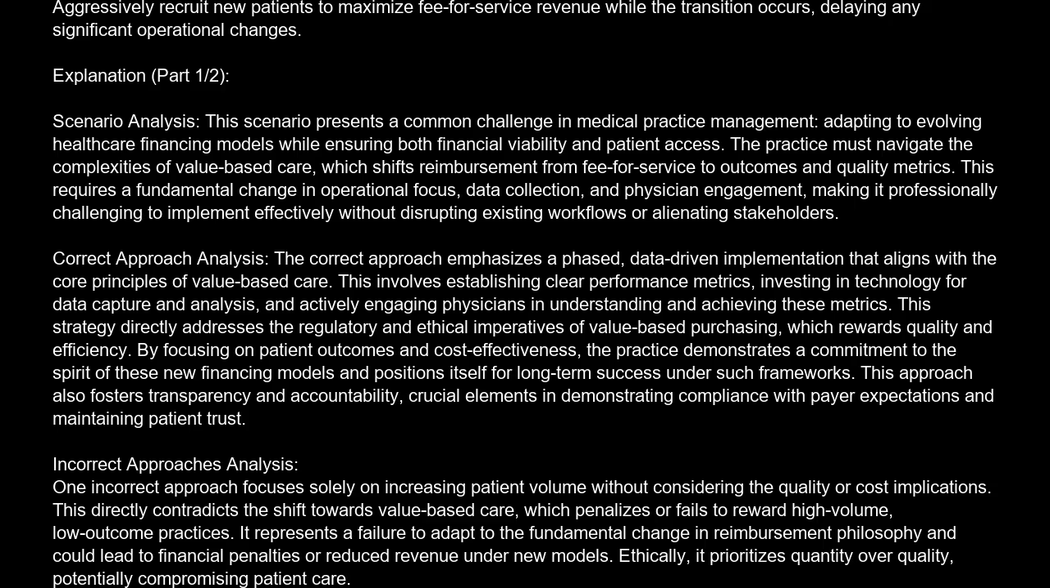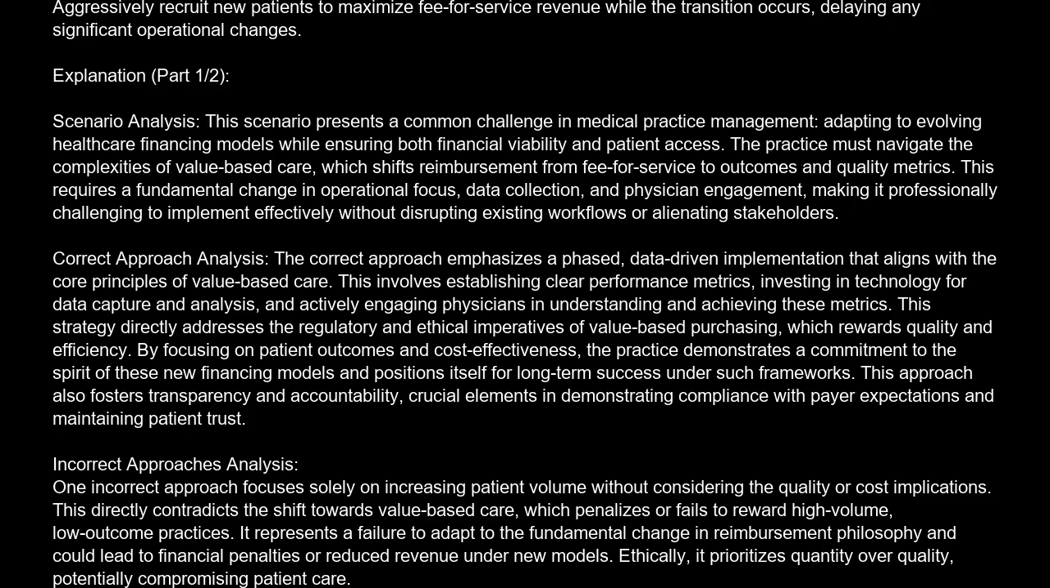This strategy directly addresses the regulatory and ethical imperatives of value-based purchasing, which rewards quality and efficiency. By focusing on patient outcomes and cost-effectiveness, the practice demonstrates a commitment to the spirit of these new financing models and positions itself for long-term success under such frameworks. This approach also fosters transparency and accountability, crucial elements in demonstrating compliance with payer expectations and maintaining patient trust.